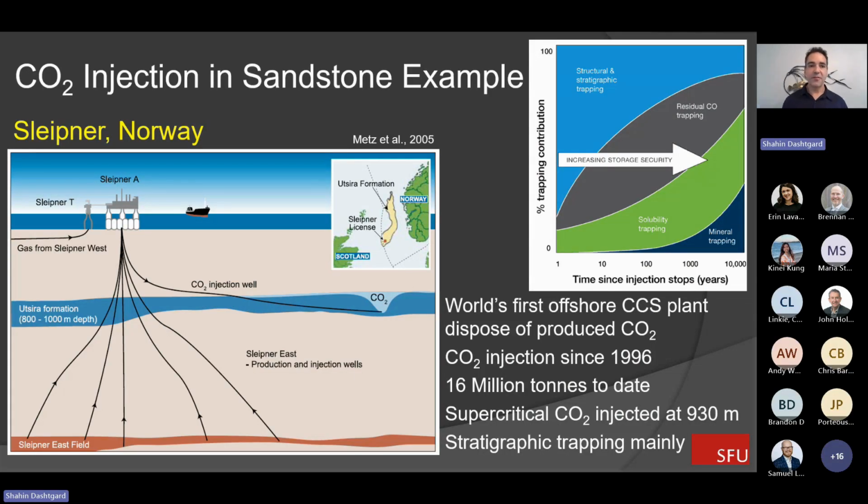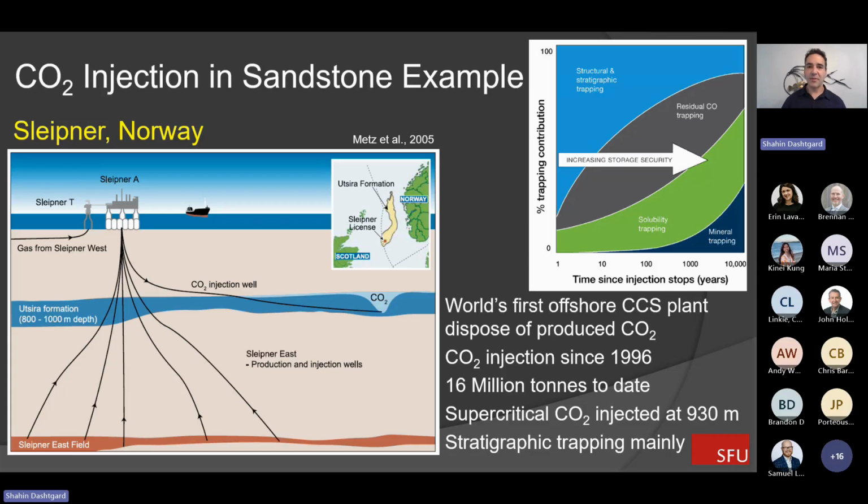One of the biggest places where they're doing this is in Norway, offshore Norway, at the Sleipner field. Sleipner is a gas field. They produce natural gas from that field. It also is rich in CO2. They strip the CO2 off the gas that's being extracted, and they inject it back underground.